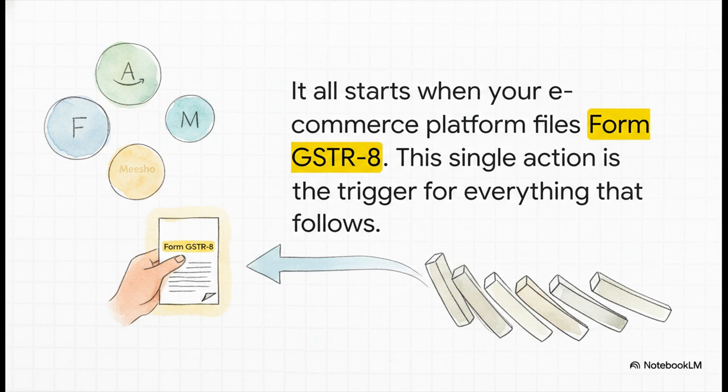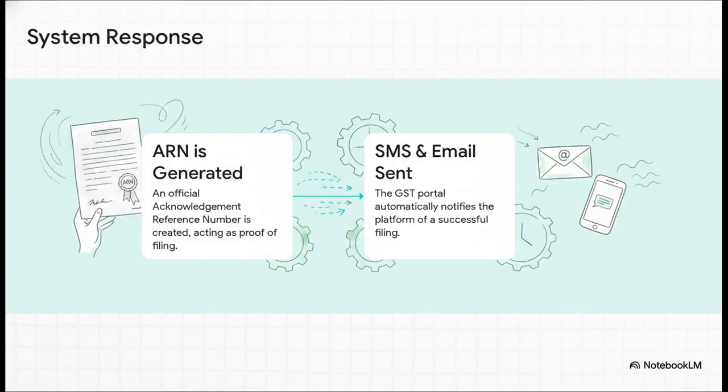It creates this perfect digital trail. And get this, the second they file that GSTR-8, the GST system just jumps into action. It's instant. An acknowledgement reference number, or ARN, is generated. Think of it like an official digital receipt. At the very same time, the system shoots out an SMS and an email to the platform, confirming that everything was submitted successfully. And the best part? This whole initial step is totally automated.